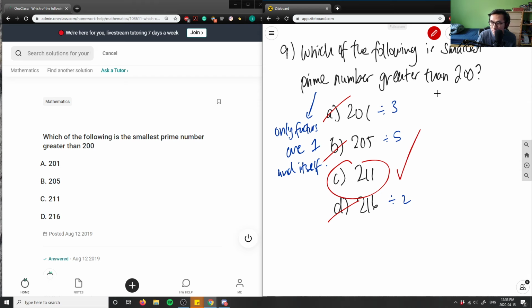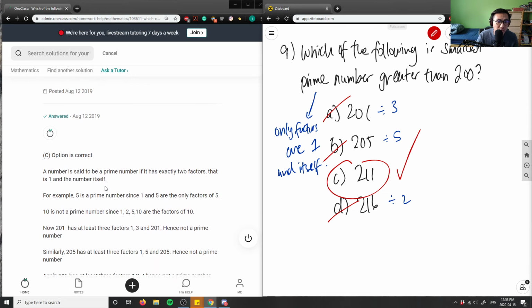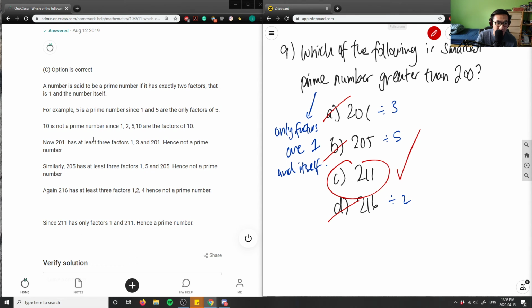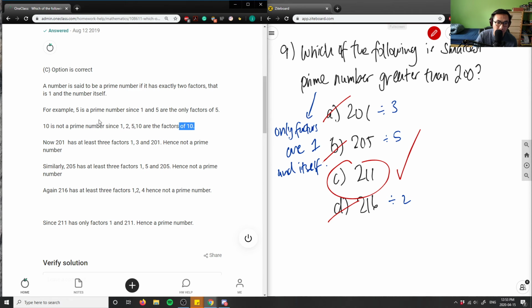So C here is my correct answer, and it is my smallest prime number that is greater than 200. That's awesome. So it says here, a number is a prime number if it has exactly 2 factors, 1 and itself. Good. For example, 5 is a prime number, and 1 and 5 are the only factors of 5. Good. 10 is not a prime number, so they're showing examples, which is good.